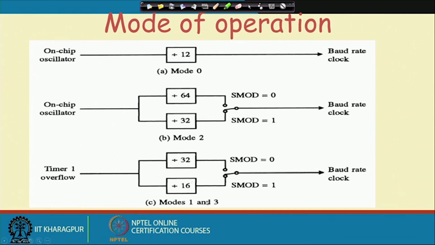In modes 1 and 3, the transmission rate will be controlled by the timer 1 overflow. That is why these modes are useful. If SMOD equal to 0, then this timer overflow will be divided by 32. If SMOD equal to 1, then it will be divided by 16. That overflow will be determining the baud rate. This way we can have different baud rate settings and different serial transmissions of the 8051.